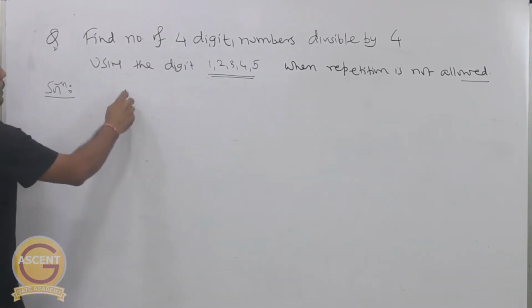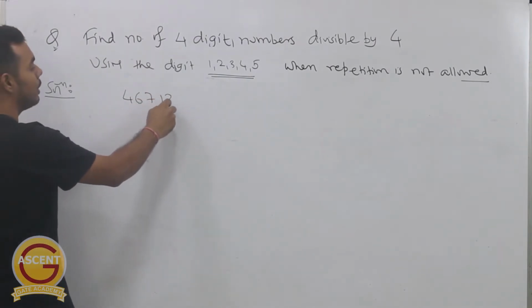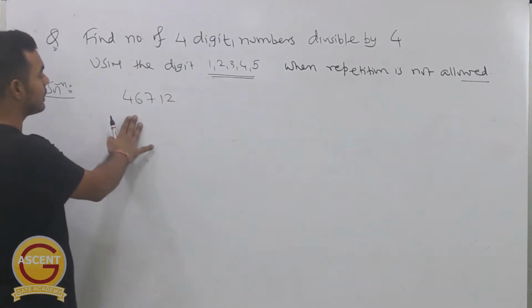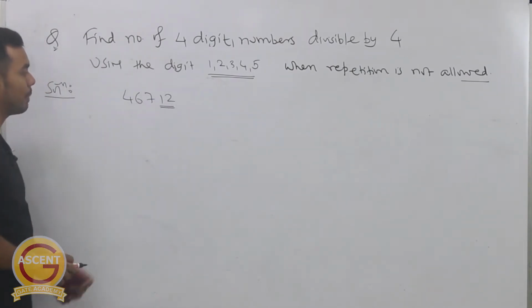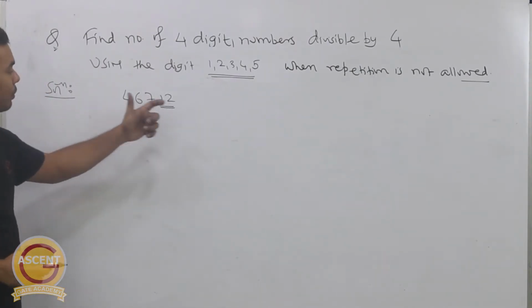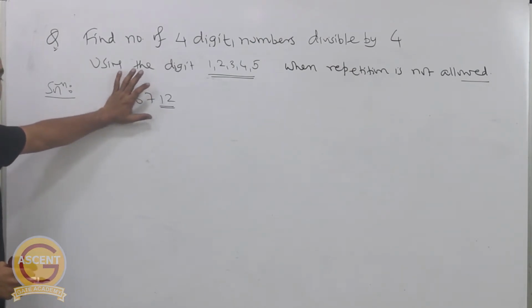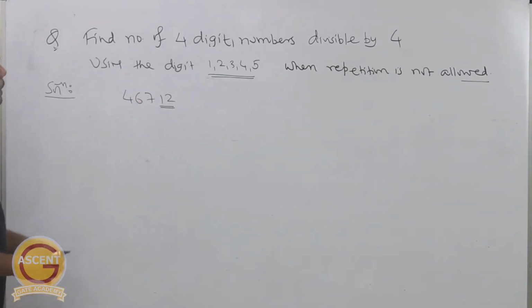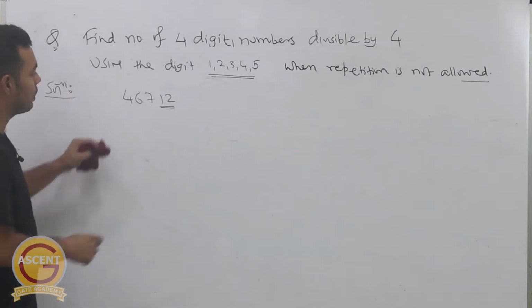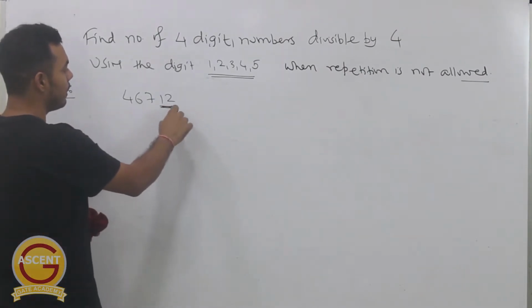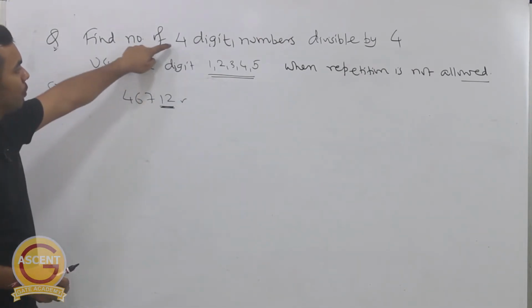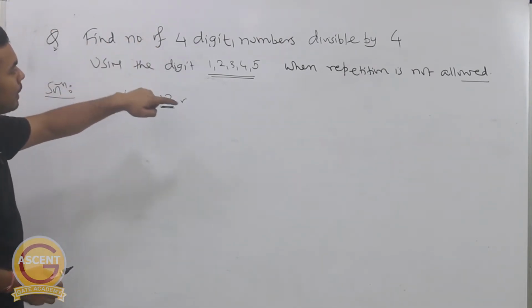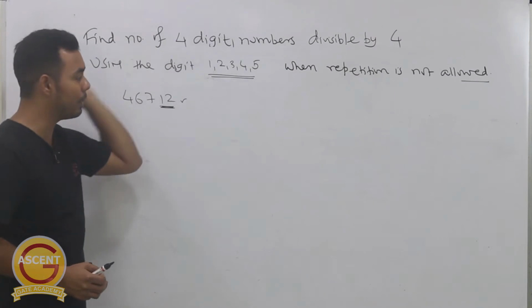For example, suppose I have a number, say 4, 6, 7, 1, 2. If I want to find whether this number is divisible by 4 or not, you have to see only the last 2 digits. If the last 2 digits are divisible by 4, then this number will be divisible by 4. Obviously this number is divisible by 4 because 12 is divisible by 4. Now our problem is we have to form 4-digit numbers divisible by 4 that can be formed using these 5 digits.